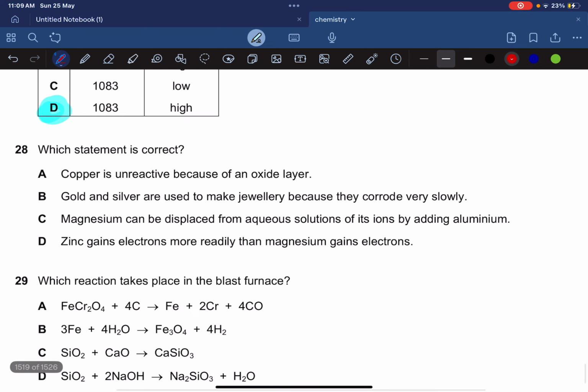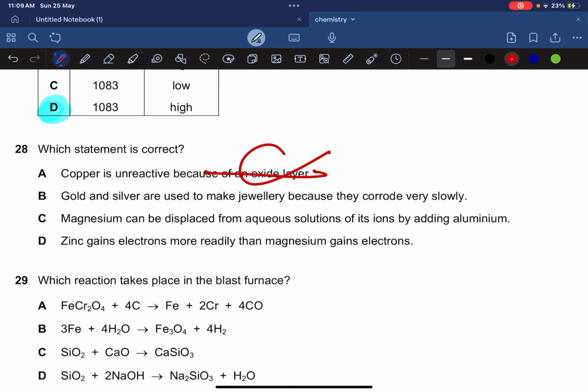Which statement is correct? Copper is unreactive because of its oxide layer. That's incorrect, because it's below hydrogen. It's low in the reactivity series. That's why the oxide layer is for aluminum. Gold and silver are used to make jewelry because they corrode very slowly. Okay, we can think about this.